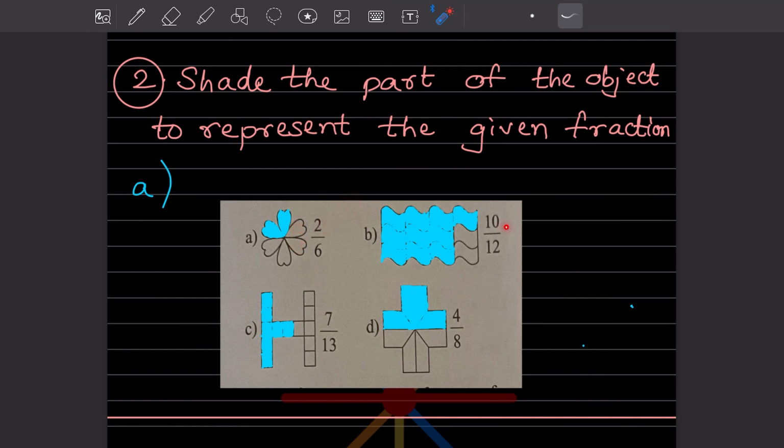Now look here. This is given as 10 by 12. 10 means 1, 2, 3, 4, 5, 6, 7, 8, 9 and 10. You have to shade 10, and the total is 10, 11, 12. So the total is 12. Now 7 out of 13. Again 1, 2, 3, 4, 5, 6, 7 you have to shade, and the total is 13. Now 4 out of 8. Again there is a line over here. That is actually 1, 2, 3, 4 shaded, and the total is 5, 6, 7, 8.